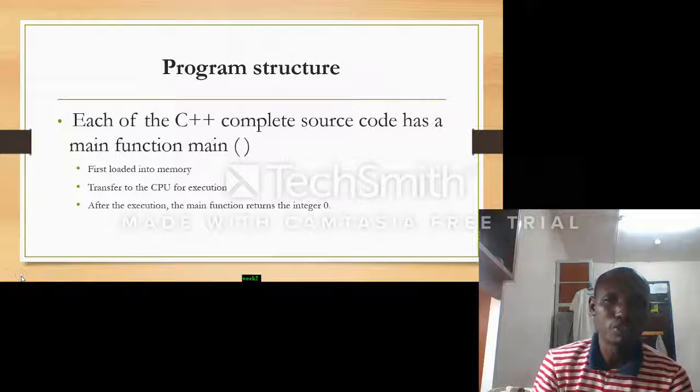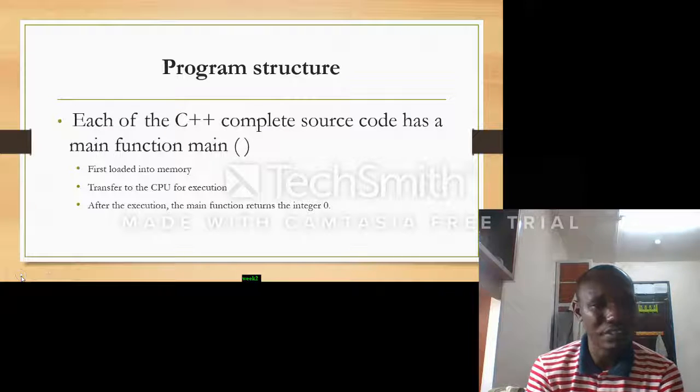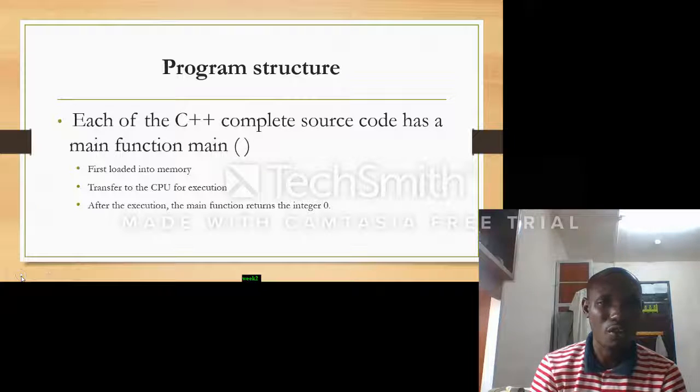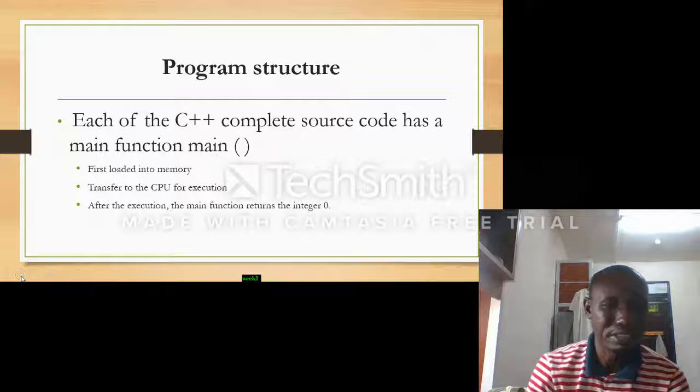Each complete C++ source code has what we call the main function. What it does is first load into the memory, then transfer to the CPU for execution. After the execution, the main function returns the integer 0 for as long as the program successfully ran, with no compile error.